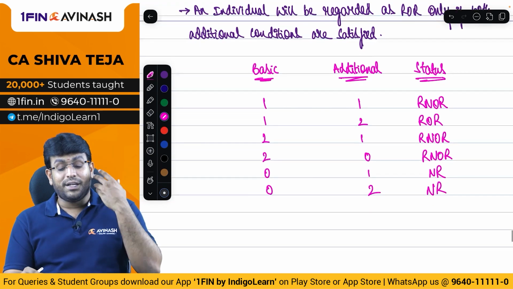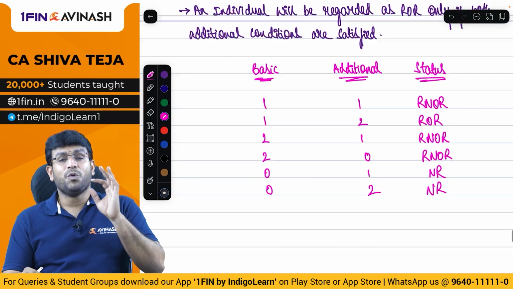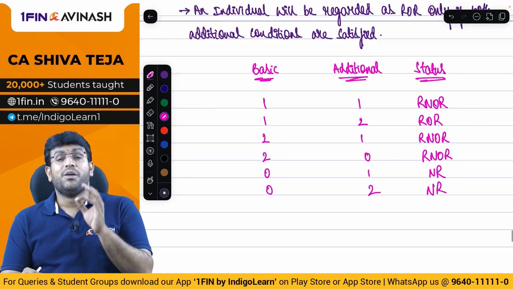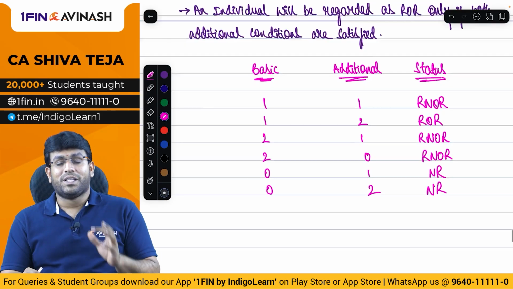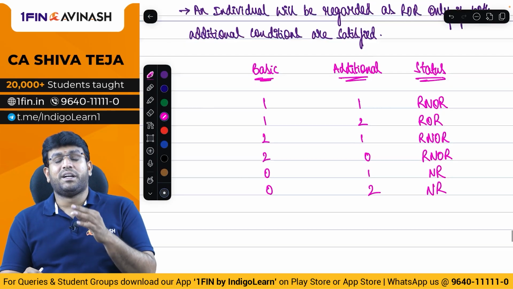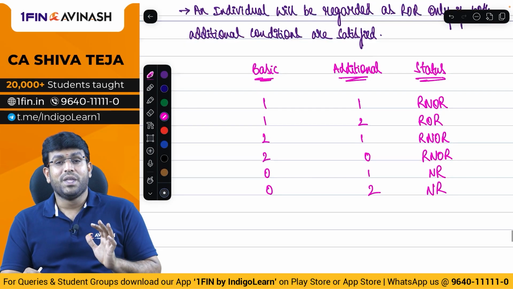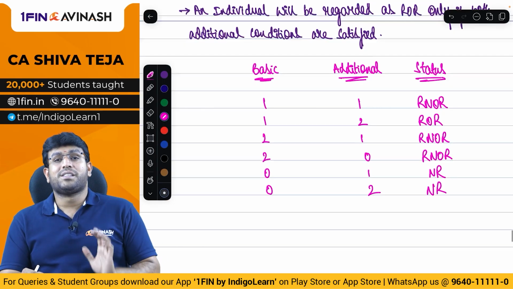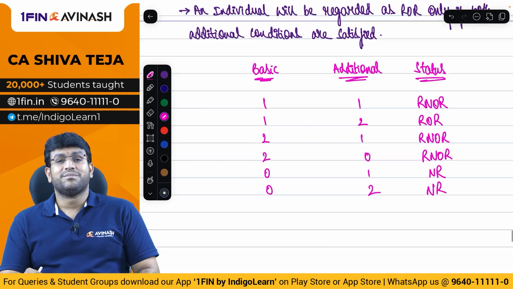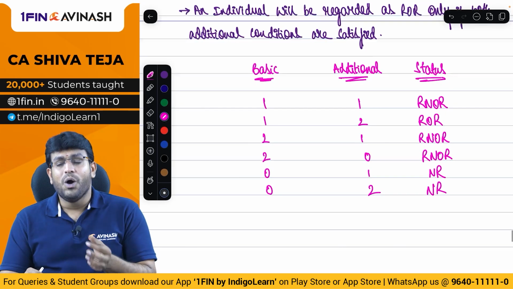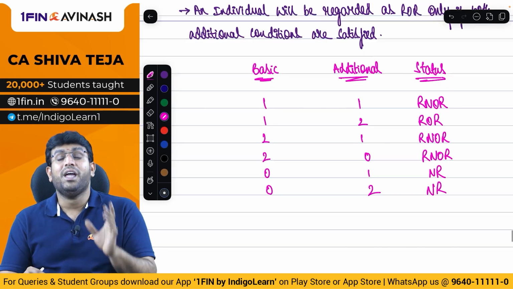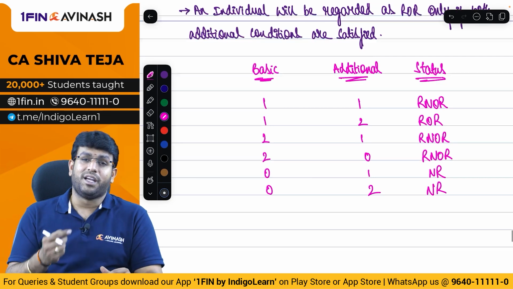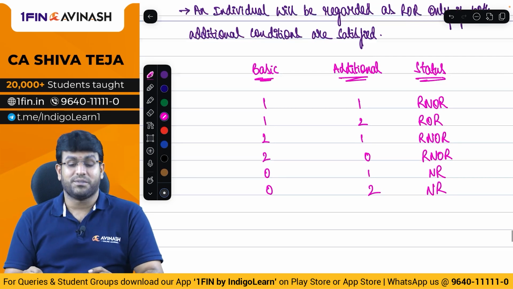So once the basic condition is gone, the person will be treated as non-resident. Once the basic condition is gone, the person will be treated as what, my dear friends? Non-resident. So the story of resident will come into the picture only when the basic condition is satisfied. Understanding, my dear friends? Only when the basic condition is satisfied, then only the word called resident will come into the picture. And if the person is resident, we look at something called additional conditions.